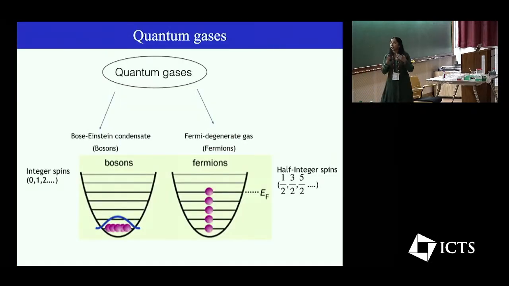So we know that all the particles can be categorized into two groups, bosons and fermions. Any number of bosons can occupy any quantum state. But fermions, as we know, one fermion can occupy only one quantum state, and fermions fill the quantum states up to the Fermi energy, and when they fill up to the Fermi energy, we get a Fermi degenerate gas. But when all the bosons are condensed to the lowest quantum state, we get what is called a Bose-Einstein condensate.